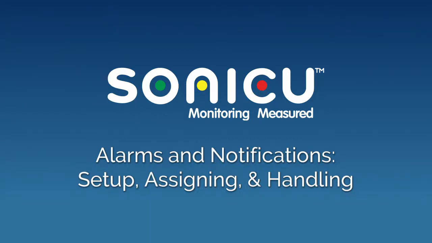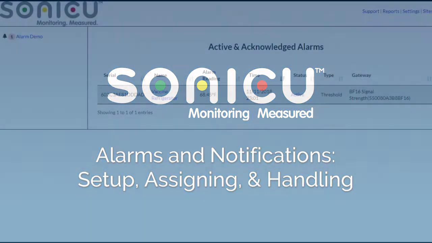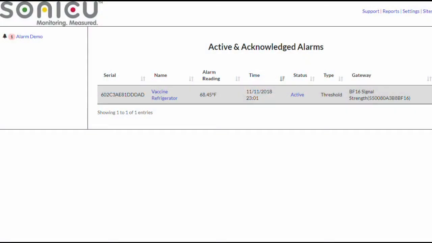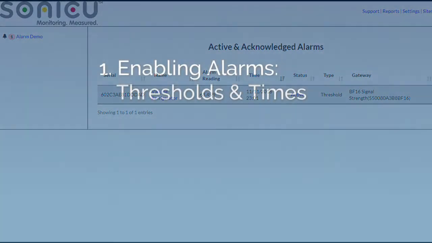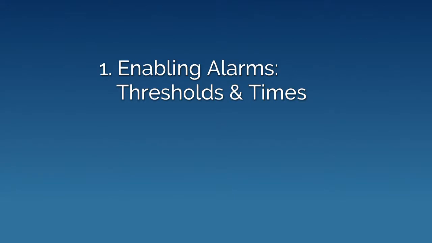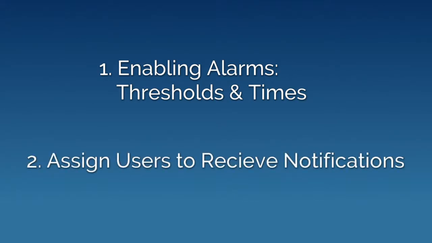In this video, we will cover alarms and their settings. Properly setting up alarms and notifications is key to ensuring your assets stay safe. There are two steps required to accurately set up alarms. Step 1 is enabling alarms, and step 2 is assigning alarm notifications. Once these two settings are in place, you will be able to receive and address alarms.